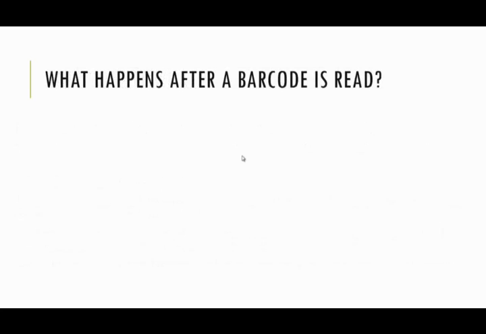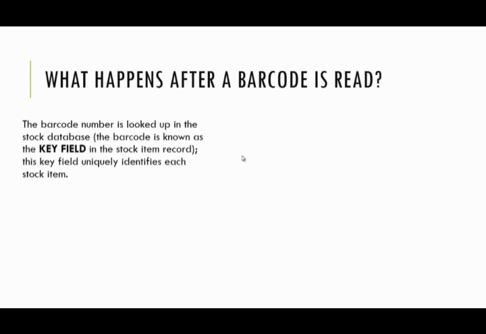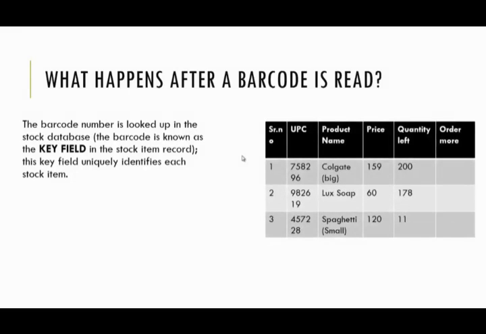What happens after a barcode is read? The computer generated a pattern using the reflected light, and that pattern was changed into binary numbers. Now the barcode number is looked up in the stock database. The barcode is known as the key field in the stock item record. This key field uniquely identifies each stock item. The big stores have a database, something like you may have seen in Microsoft Excel, with rows and columns. They have saved information about all the products in their computer, in their database. In big stores they have thousands of products.